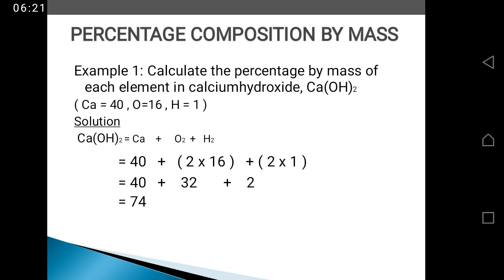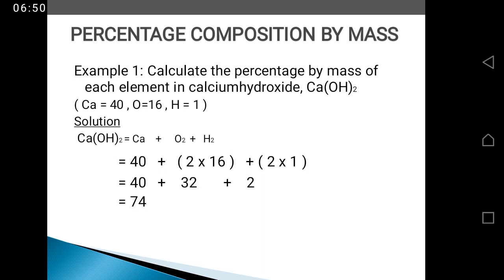Calcium has relative atomic mass of 40. Oxygen has relative atomic mass of 16. Hydrogen has relative atomic mass of 1. So to solve this problem, if you look at the compound calcium hydroxide, your calcium has 1 atom, so Ca. Your oxygen is affected by the 2 outside, so you have 2 atoms of oxygen. Your hydrogen is being affected by the 2 outside, so you have 2 atoms of hydrogen.